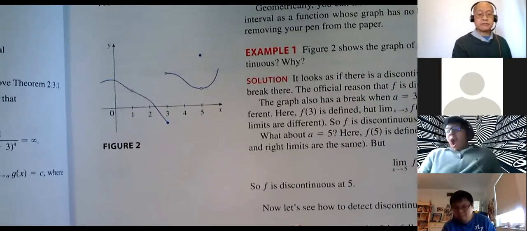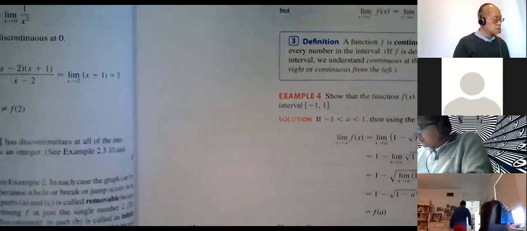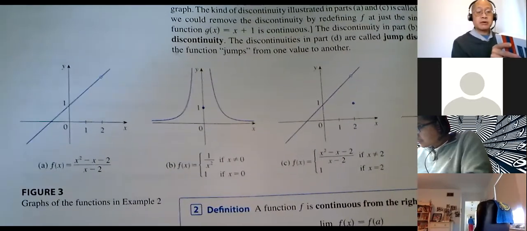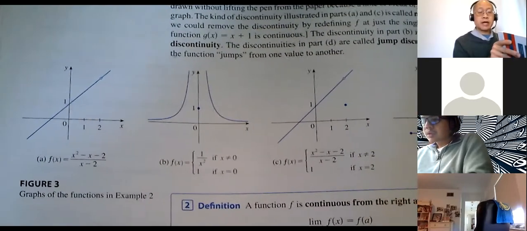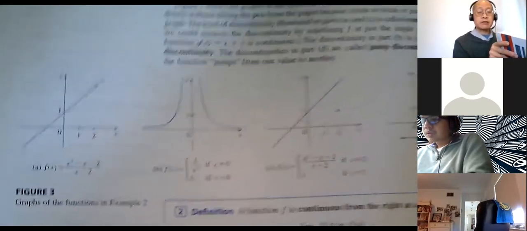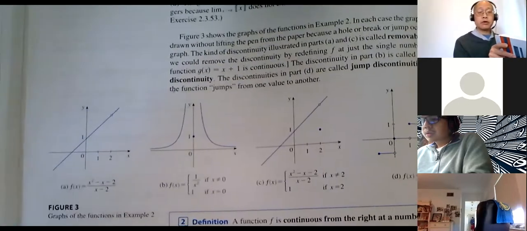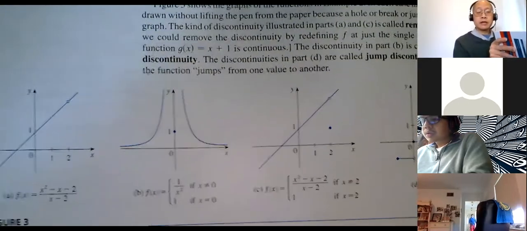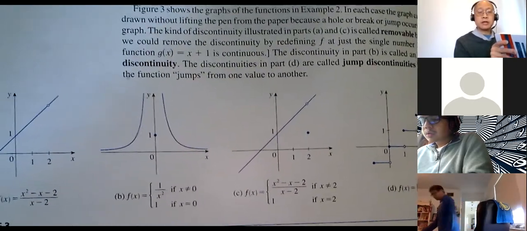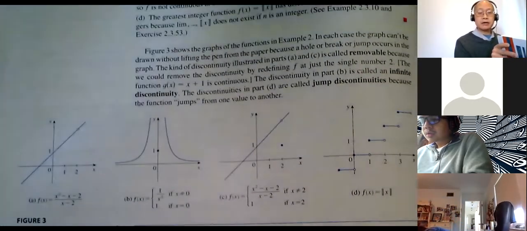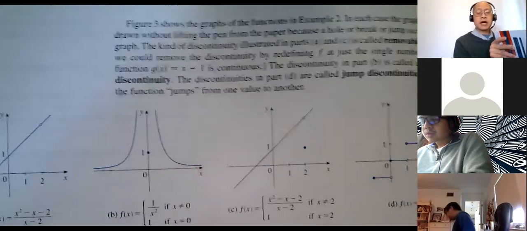So that's basically it. Okay, some examples here. Figure 3, I'm on page 116. For A, the function is not continuous at x equals 2. There's a hole there. For B, the function shoots up toward infinity, and then you have a single dot here. So the function is not continuous at x equals 0.